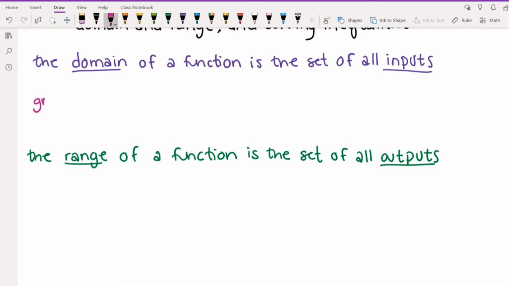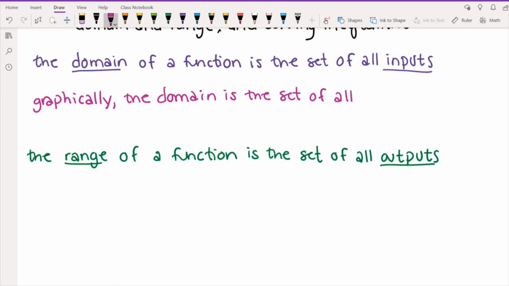So graphically, the domain is the set of all x values included in the graph. And we'll see how we can figure that out when we get to an example.